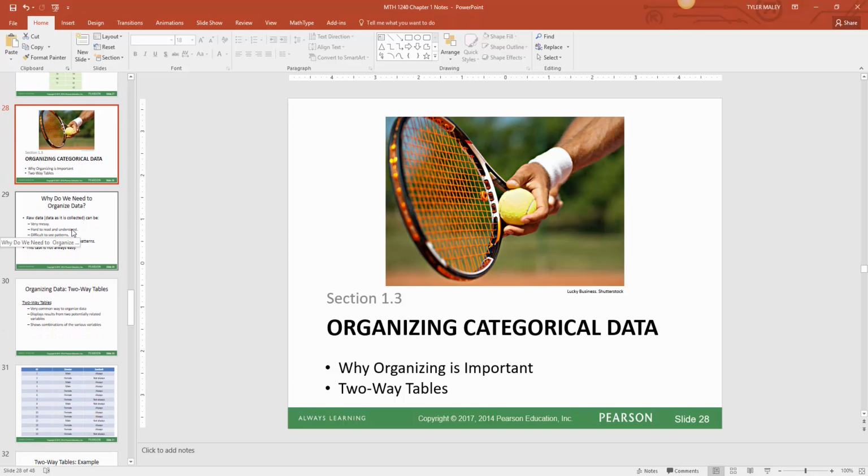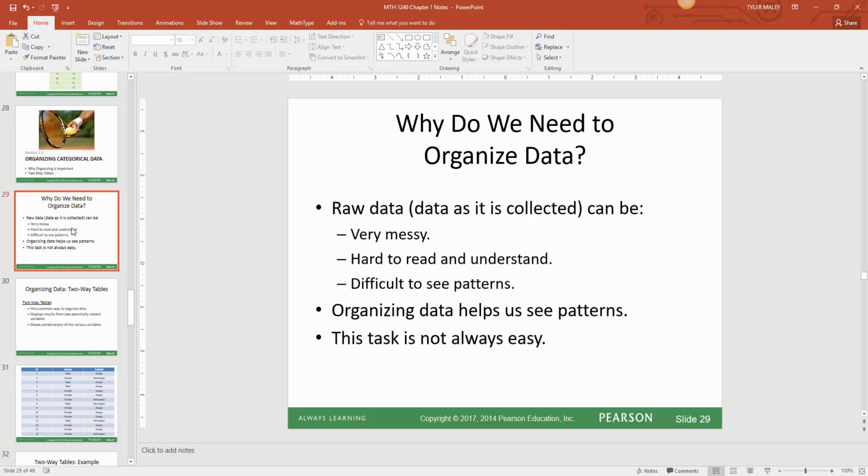All right. So now we're ready to go into section 1.3, which is organizing categorical data. So why organizing is important, and also to look at something important called two-way tables. So why do we need to organize data? Raw data is data as it's collected. It's not put in a nice table or whatnot. And sometimes some researchers will call something raw data when it's really not. So we're going to look at an example of that.